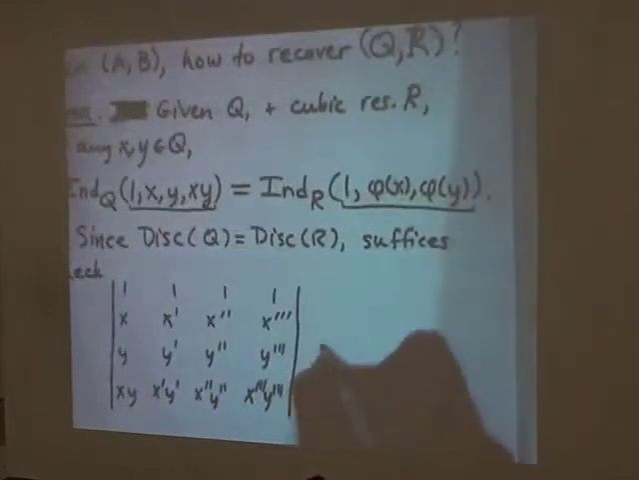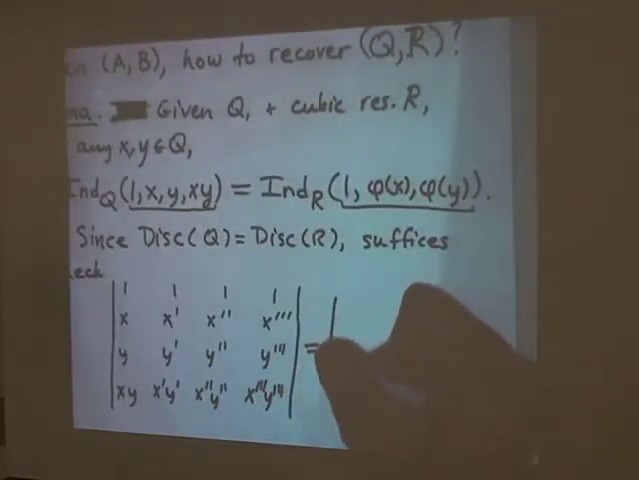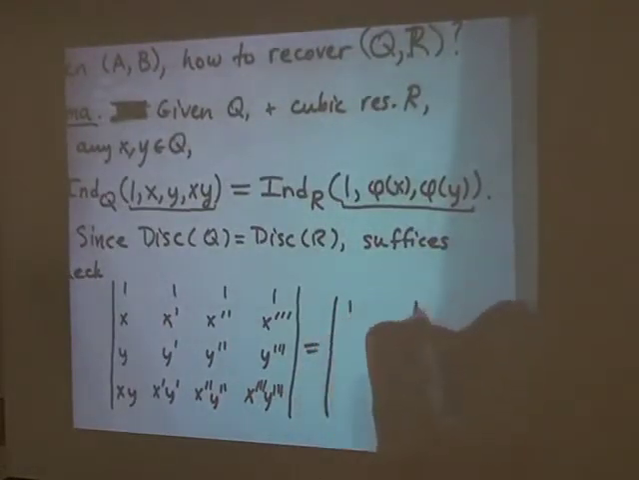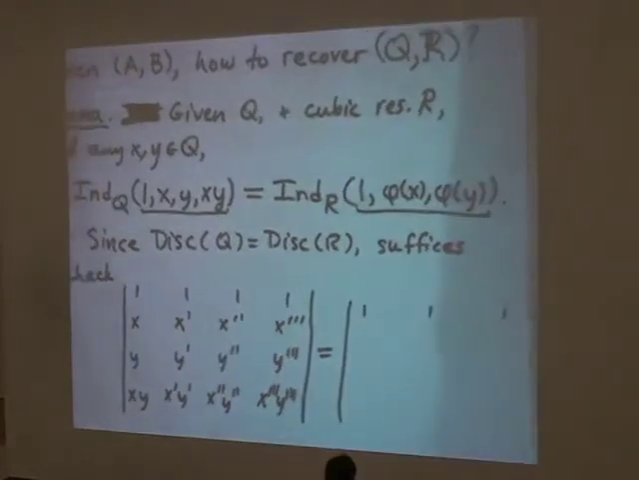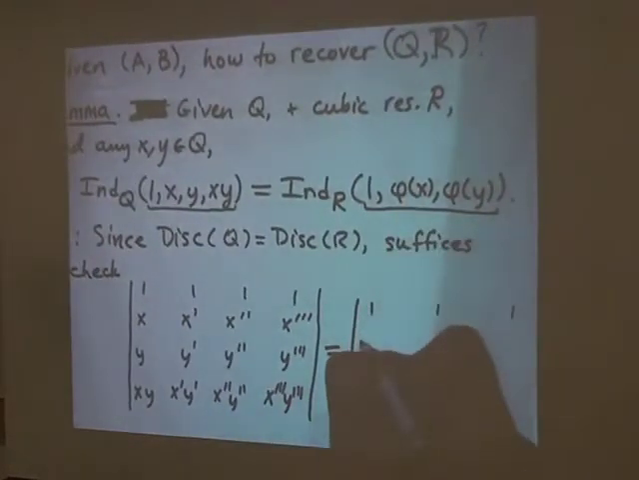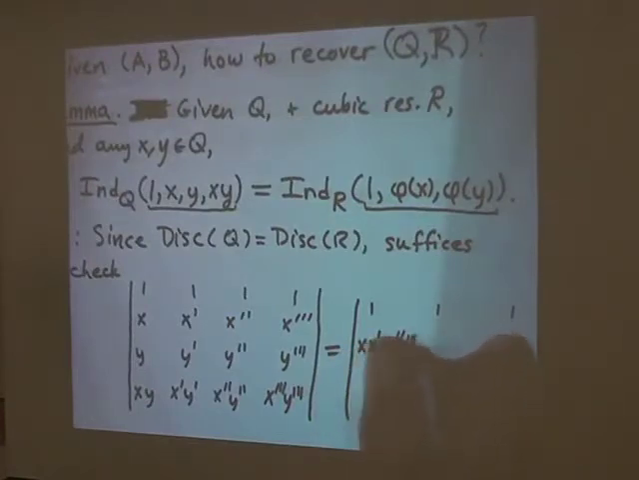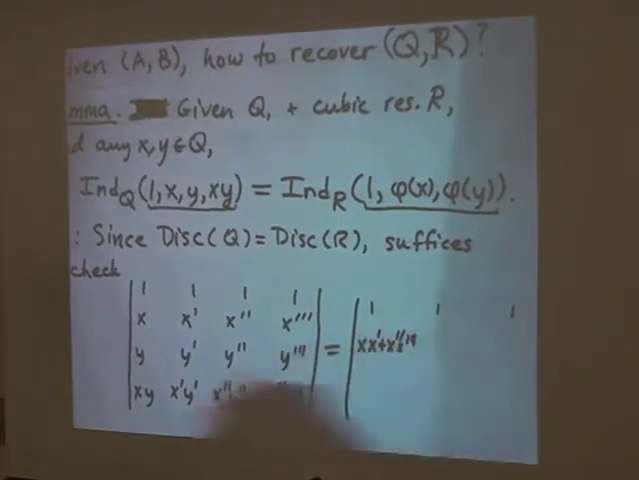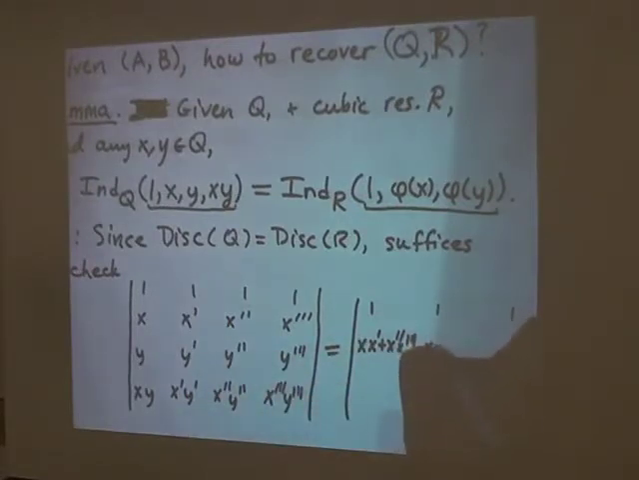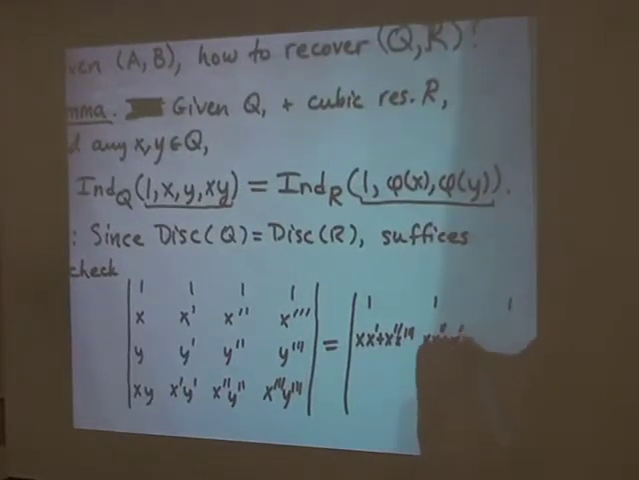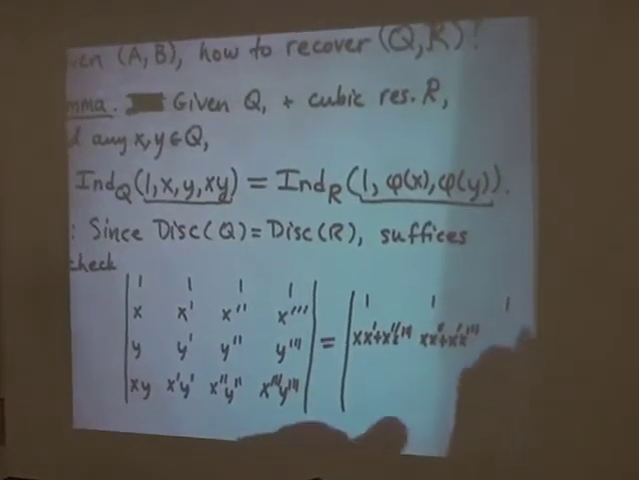Suffices to check that this. What is phi of x? It's x prime plus x double prime, x triple prime. Okay, what's the other conjugate? x double prime plus x prime, x triple prime. And then the last conjugate is x triple prime plus x prime, x double prime.